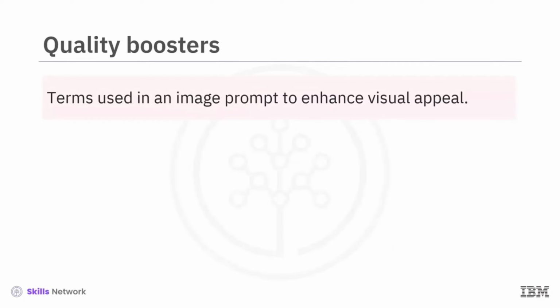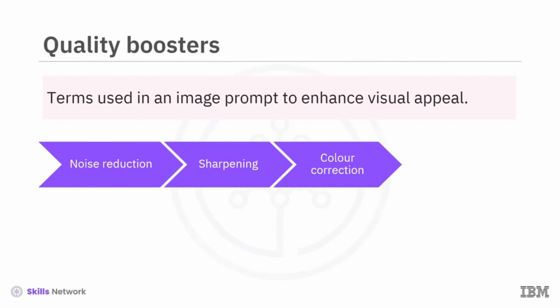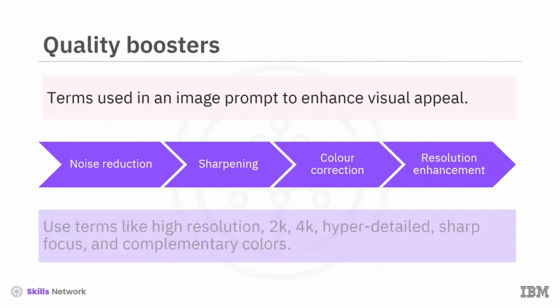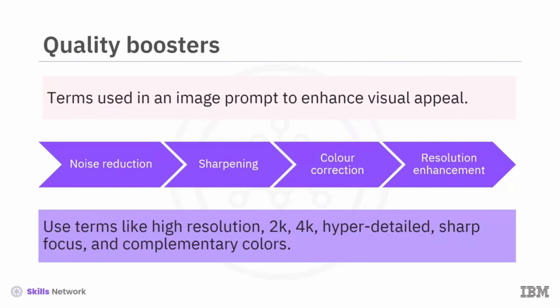Quality boosters are terms used in an image prompt to enhance the visual appeal and improve the overall fidelity and sharpness of the output. These are specific terms that can direct the generative AI model to perform steps like noise reduction, sharpening, color correction, and resolution enhancement. You can use terms like high resolution, 2K, 4K, hyper-detailed, sharp focus, complementary colors, and many others in your image prompts as quality boosters. They can enhance specific features of the image, resulting in more coherent output.